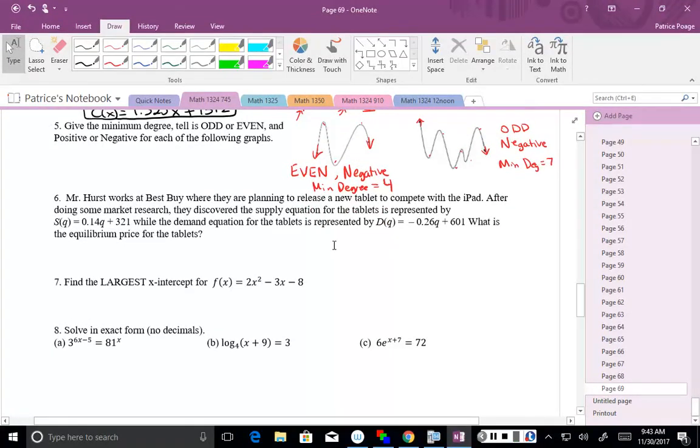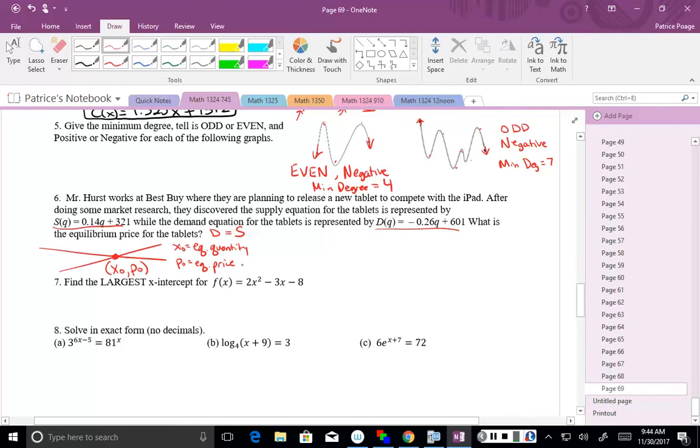So number 6 says Mr. Hurst works at Best Buy where they're planning to release a new tablet to compete with the iPad. After doing some market research, they discovered the supply equation for these tablets is represented by this, while the demand equation is represented by that. What is the equilibrium price? Well, if we set the demand equal to the supply and we find where they intersect, that's the equilibrium point. X naught is the equilibrium quantity, and P naught is the equilibrium price.